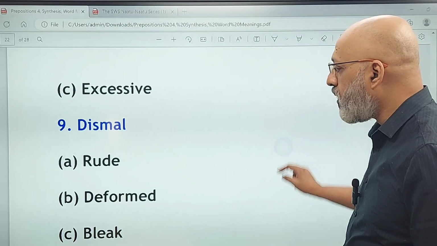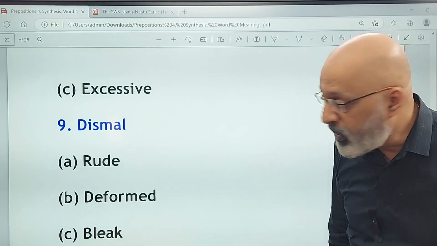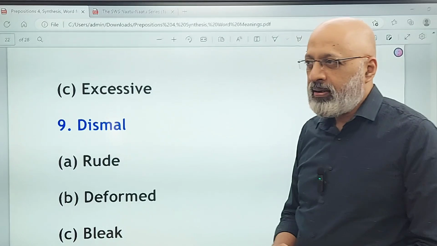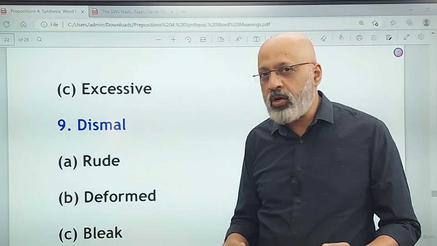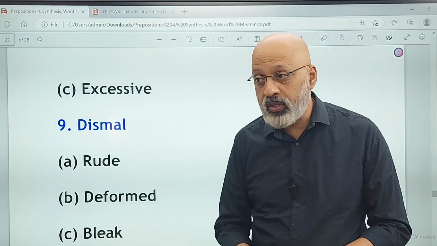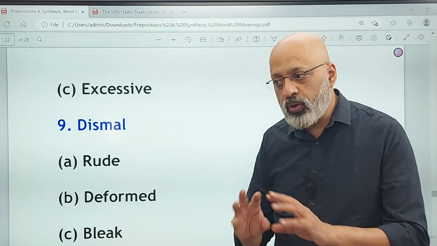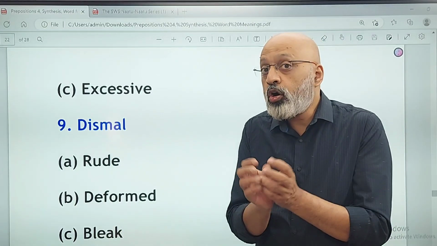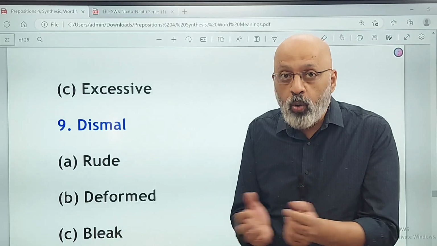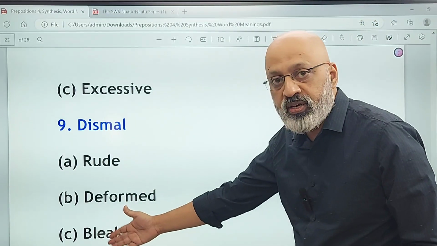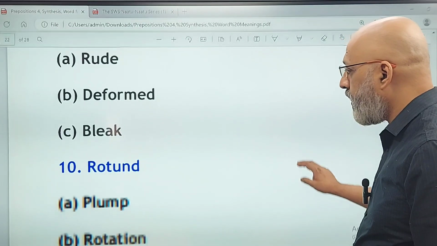Dismal, rude, deformed or bleak. You know, it's a dismal scenario. I don't think we are in a good shape because the marks are very dismal. The marks scored by the student are very dismal. They are very bleak. So एक तरह से जो situation is not looking very bright. It's not looking very hopeful. It is a little bleak. So dismal का closest synonym will be bleak.